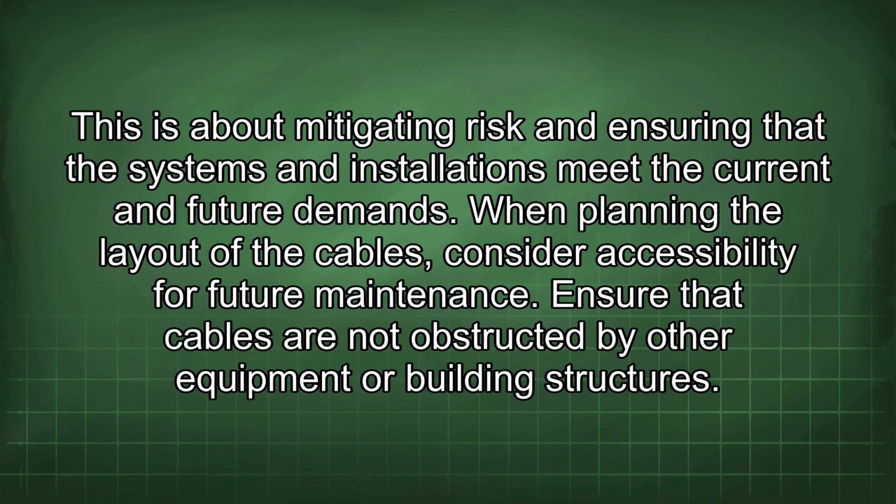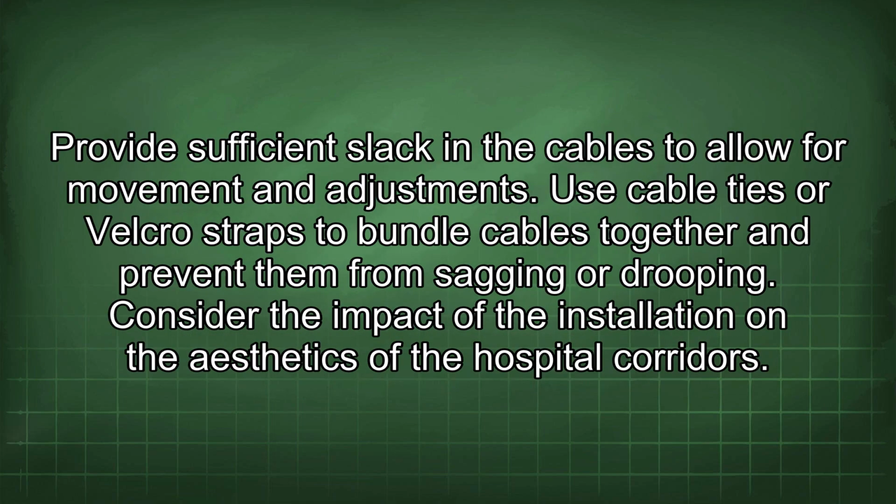When planning the layout of the cables, consider accessibility for future maintenance. Ensure that cables are not obstructed by other equipment or building structures. Provide sufficient slack in the cables to allow for movement and adjustments. Use cable ties or Velcro straps to bundle cables together and prevent them from sagging or drooping.